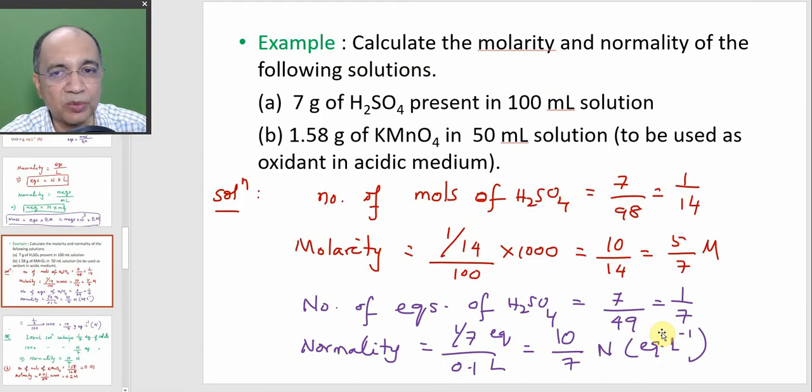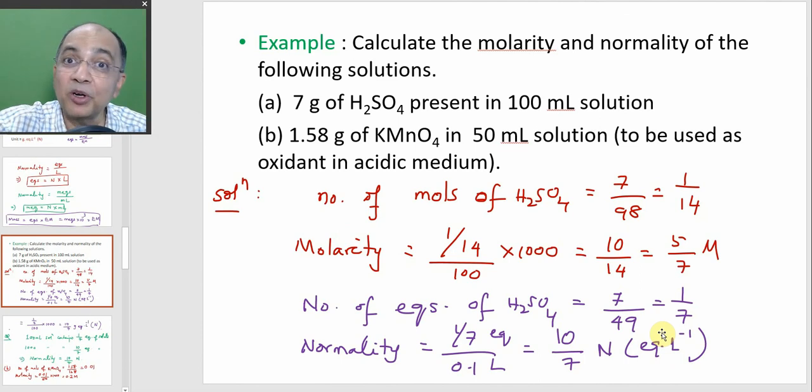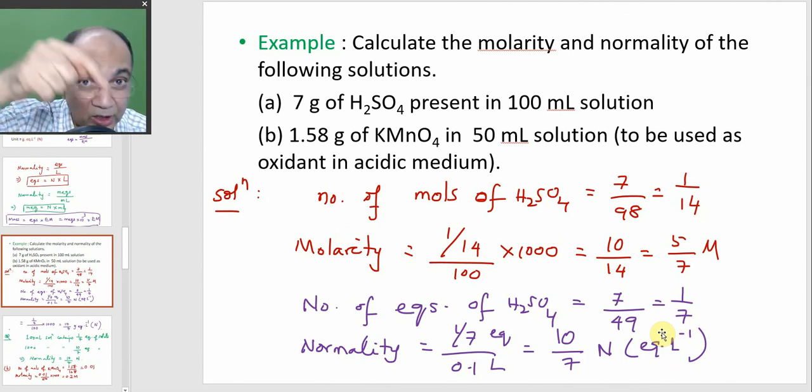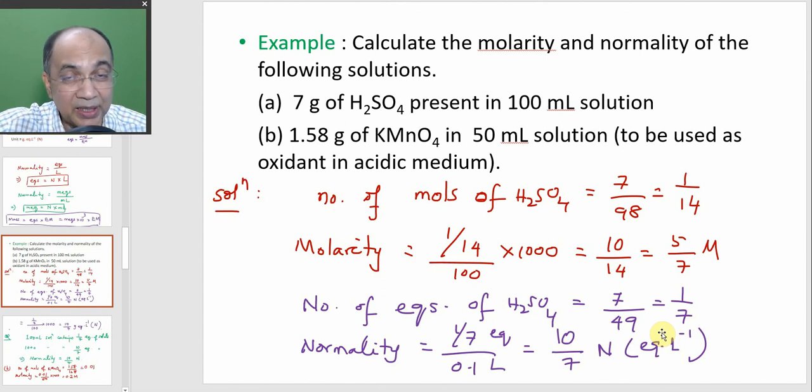Now let us solve. Calculate the molarity and normality of the following solutions, and let us compare. How can we correlate between the two? Is there any factor? Can you guess? Yes, it is the N factor. The N factor multiplied by, you remember, the number of moles, gave us the number of equivalents. Here also it is the same thing: the N factor multiplied by molarity will give you the normality. Right? So let's find out.